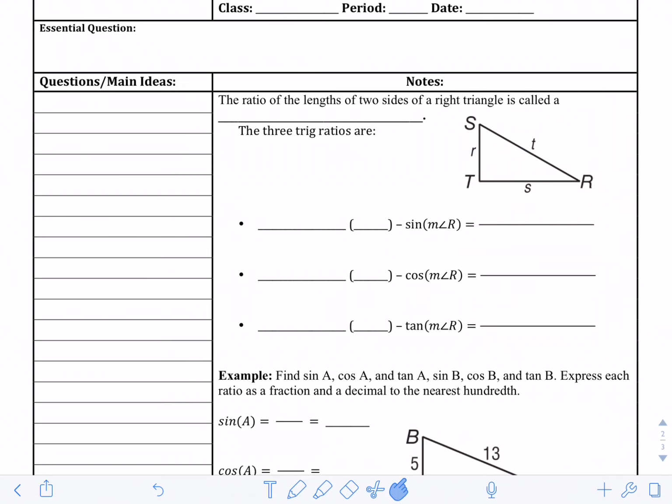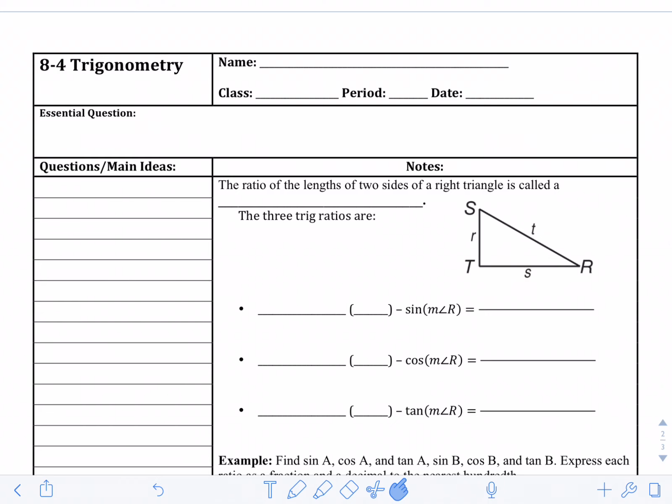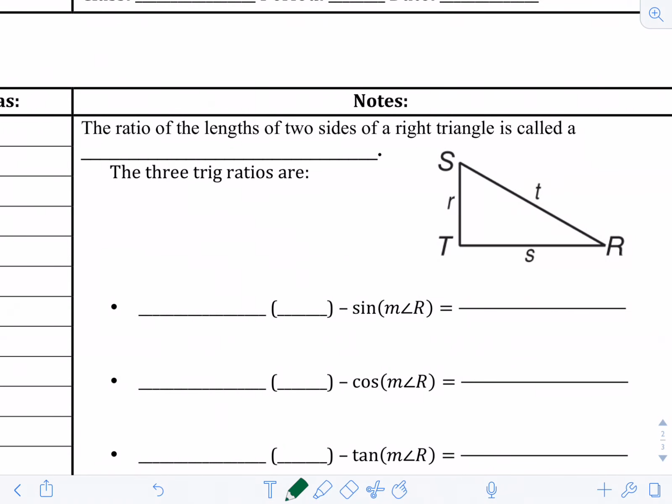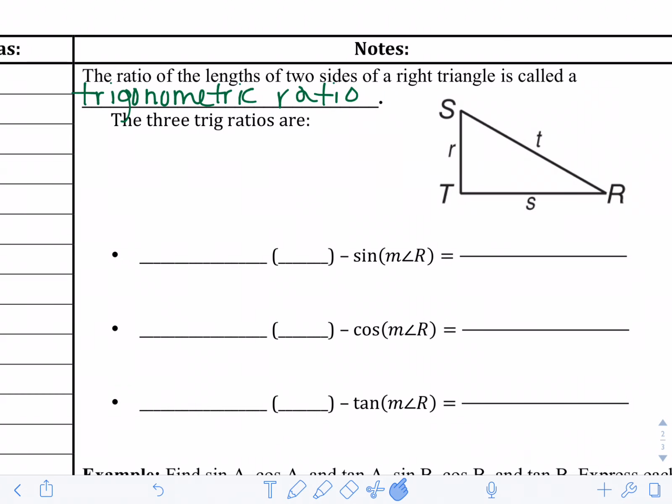All right, this is your 8-4 notes. It's over trig. Okay, so this is your SOHCAHTOA that I'm going to teach you about. It says the ratio of the lengths of two sides of a right triangle is called a trigonometric ratio. Okay, the three ratios are, so there are three of them that you have to know.